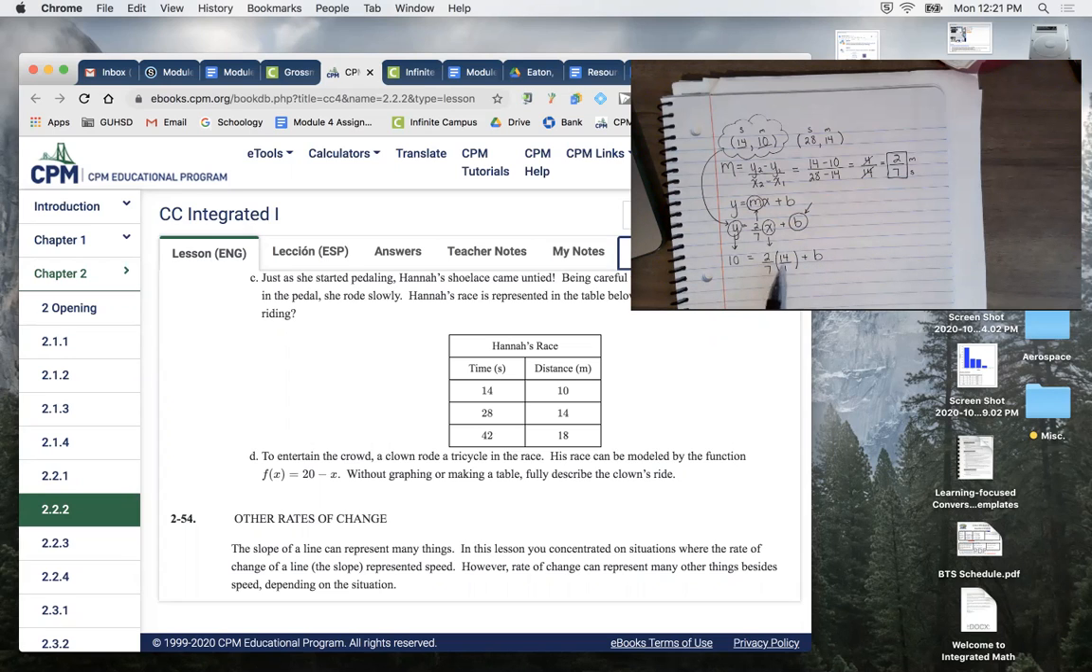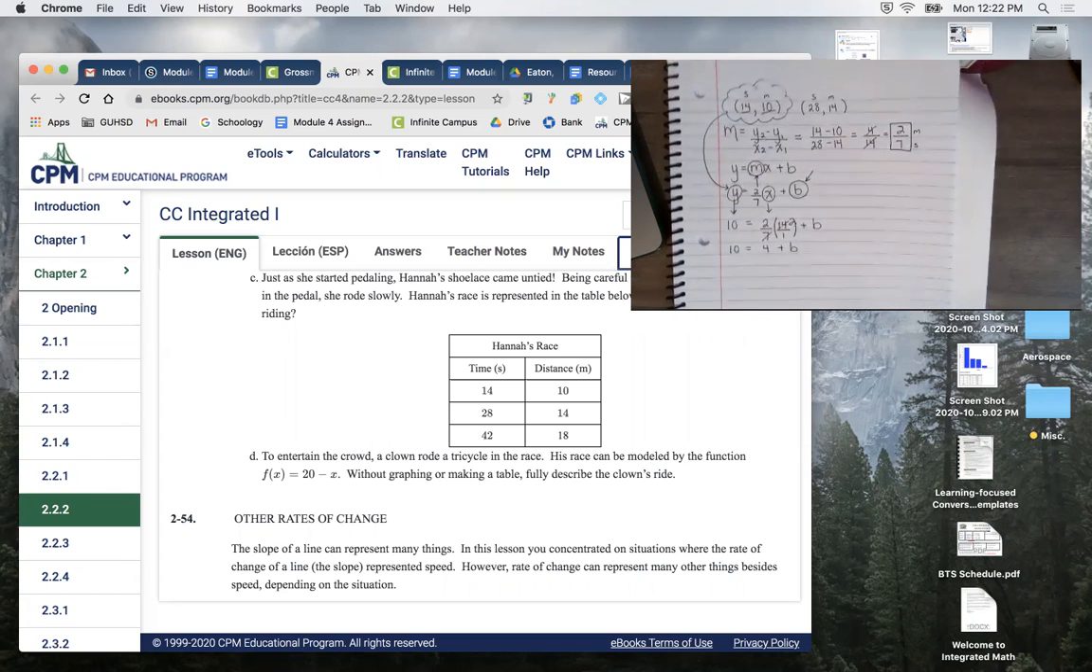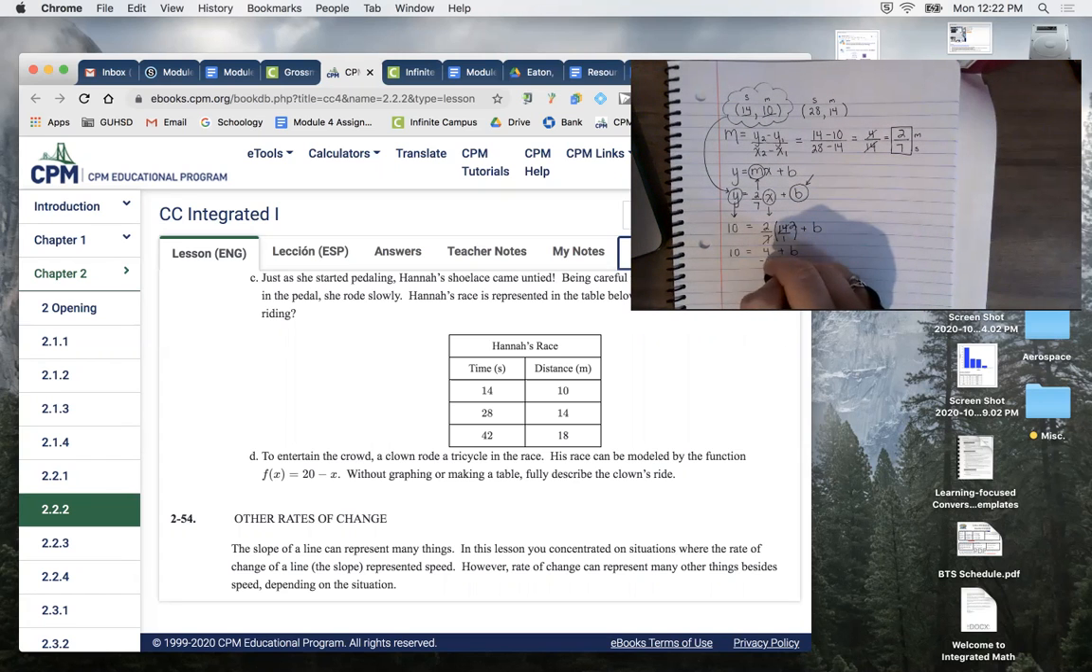There's a couple ways to do this. To simplify, 2 times 14 is 28, and then you can divide that by 7 to get 4. Or you can think of it as, well, 7 goes into 14 2 times, and then 2 times 2 is 4. But regardless, we get 4. So what we have is 10 is equal to 4 plus b. Well, I want to get b all alone. That's kind of the goal here. So I'm going to subtract 4 from this side. And we end up with 6 is equal to b.